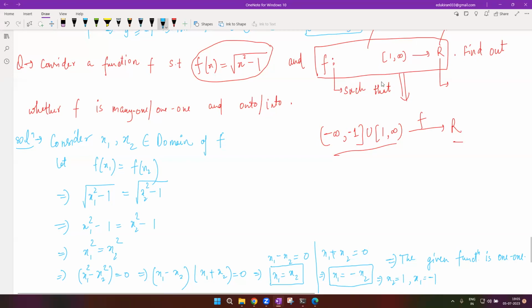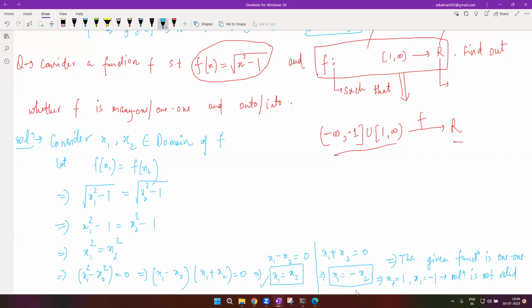The given domain is 1 to infinity, so you can only take the positive values. And as soon as you give x2 a positive value, x1 becomes negative, which is not present in the given domain. So I can say that if x2 is 1, then x1 is equal to -1. Solution is not valid. If the solution is not valid, we only have one solution.